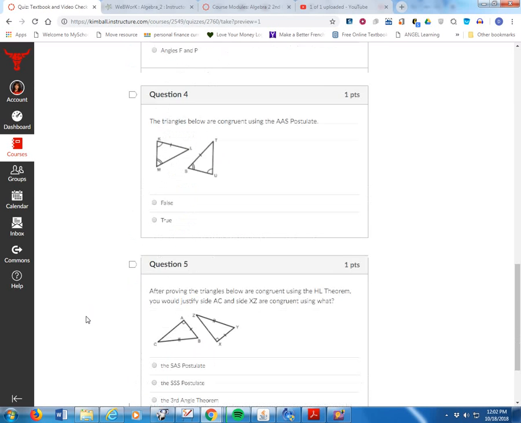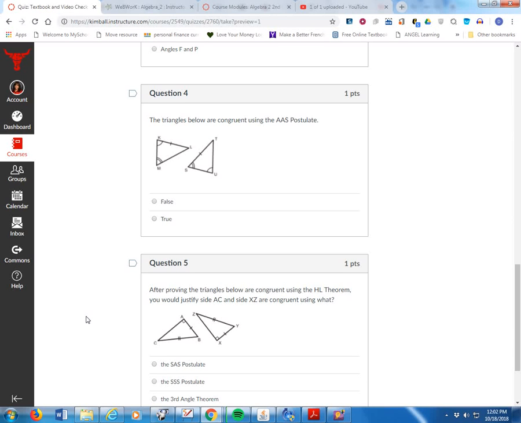Question 4, triangles below are congruent, true or false, using the angle, angle, side postulate. It's false. This one was hard. But if you notice, the side that's congruent here to this triangle is not the same side. This side is the one closest to the angle with the 1 mark, where this side is closest to the angle with the 2 marks. So they aren't corresponding parts in the triangle. So angle, angle, side won't work here. Yeah, it has to be a different side.